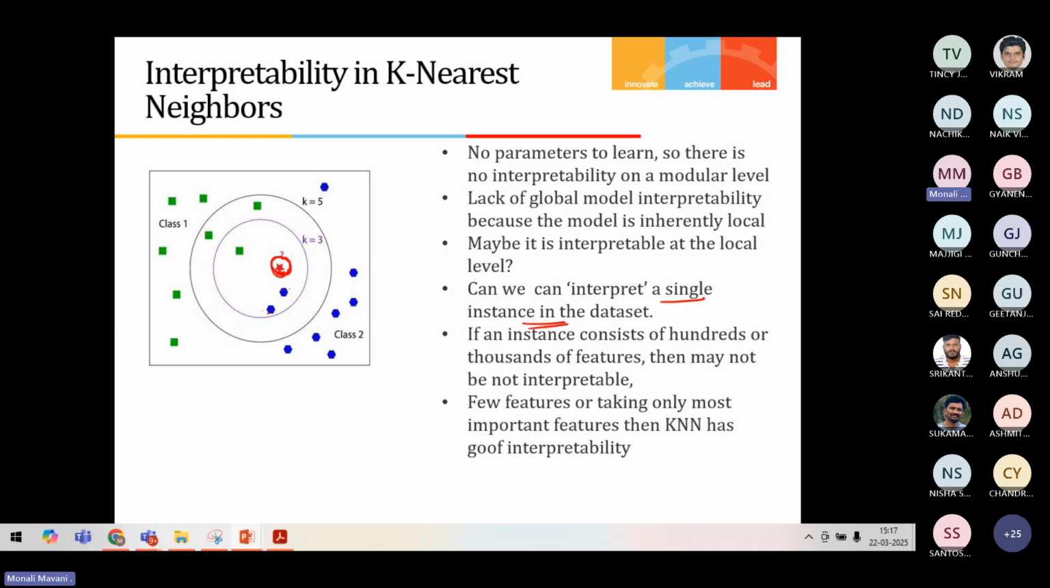And KNN, the base concept is like that. Look at the neighborhood, and all the neighborhood will exhibit similar features, similar characteristics. Obviously, that holds true when the number of features is small. If the number of features keeps on increasing, the probability of this holding true keeps on decreasing.